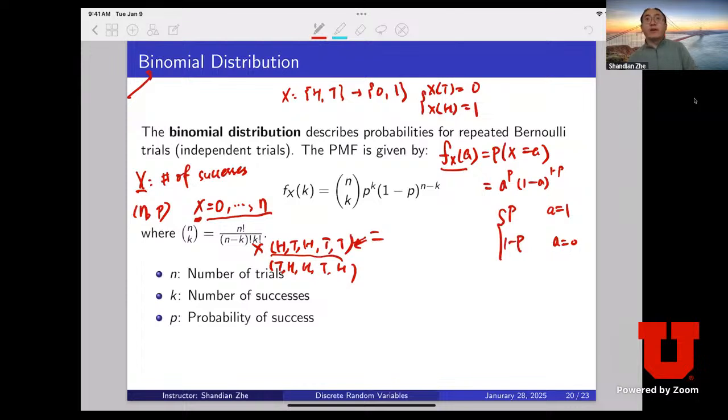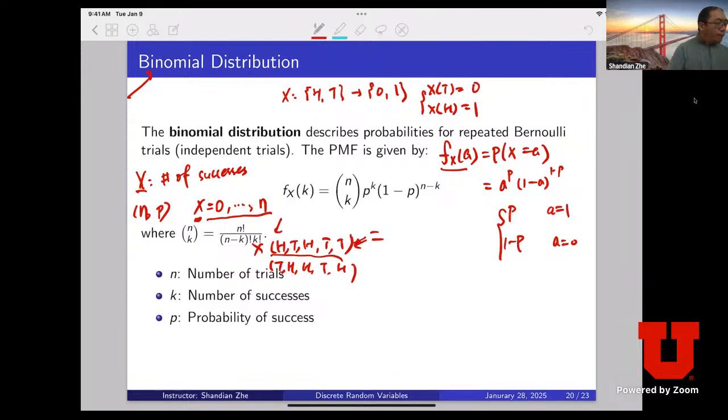N is 5 here. No, it's not 5 sequences. N is how many trials you conduct. The trials are not a number of sequences. So imagine I flip the coin 5 times. I can see 5 heads or tails, something like that. But this is just one possible outcome.